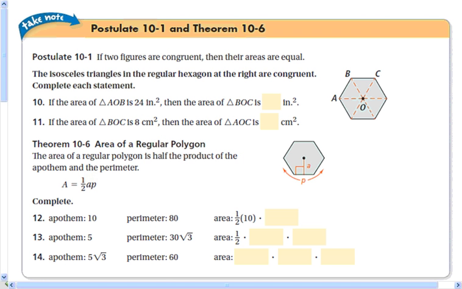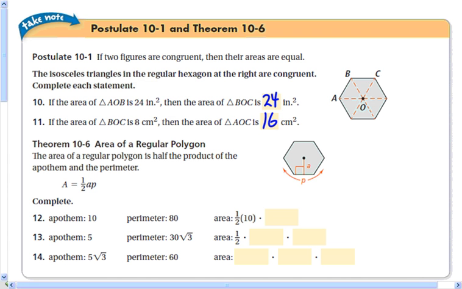All right, postulate 10.1 says if 2 figures are congruent, then their areas are equal. And we're going to have a lot of that going on when we have regular polygons. So if the area of triangle AOB is 24 square inches, then the area of BOC is also 24, because those are congruent triangles in that hexagon. If the area of triangle BOC is 8 square centimeters, then the area of triangle AOC is 16, because there's 2 of those triangles in there and they're both congruent.